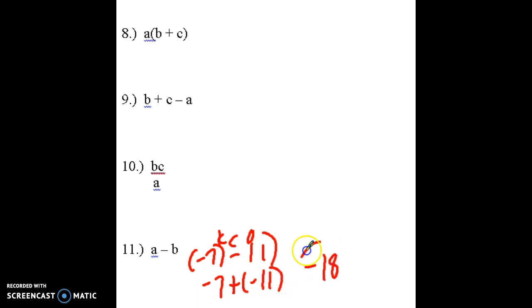A minus b, a is negative 7. Minus b is 11. Do additive inverse, that gives you negative 7 plus negative 11, which is negative 18.